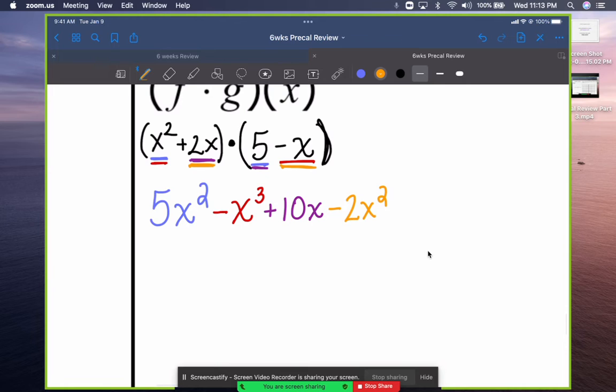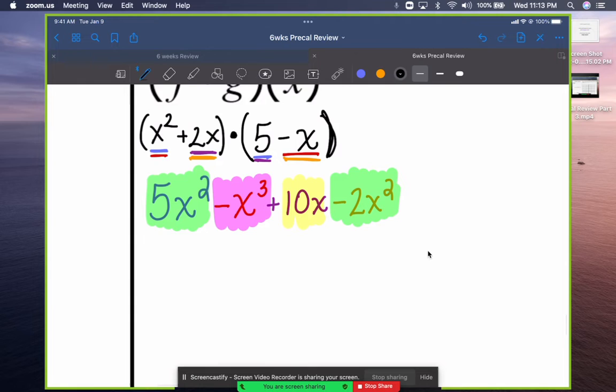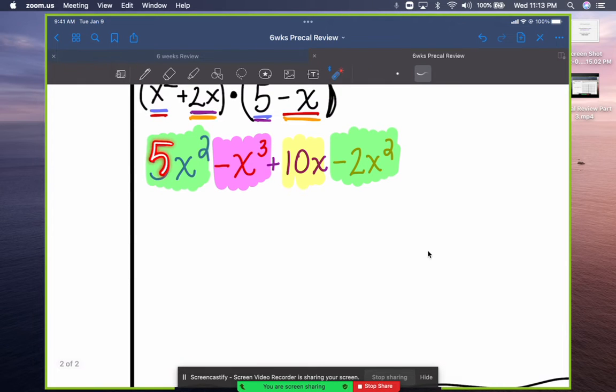Now looking at the problem, I'm going to want to start highlighting the like terms. So I have 5x squared and a negative 2x squared. I also have a negative x cubed and a 10x. So the only like terms that I can combine are the 5x squared minus 2. So I will get a 3x squared.